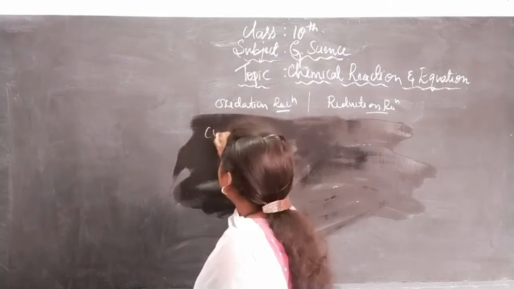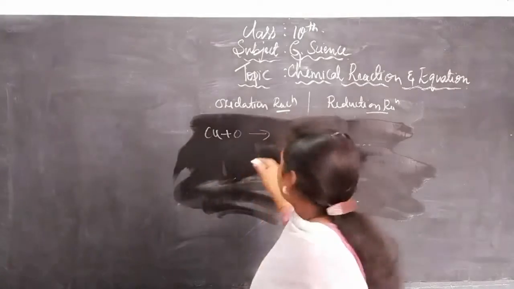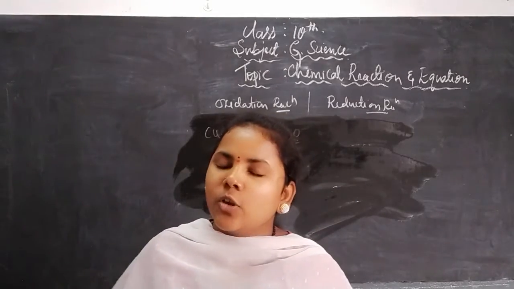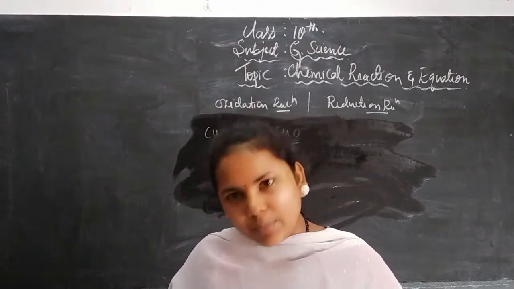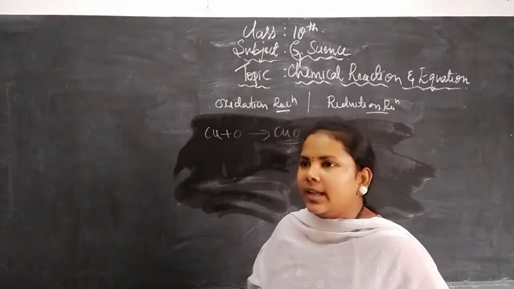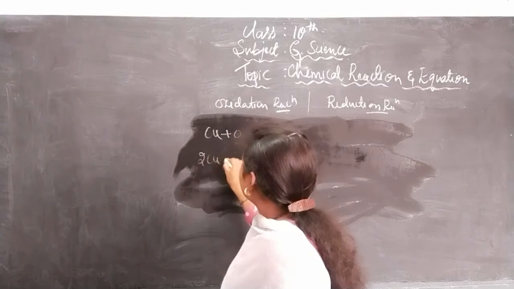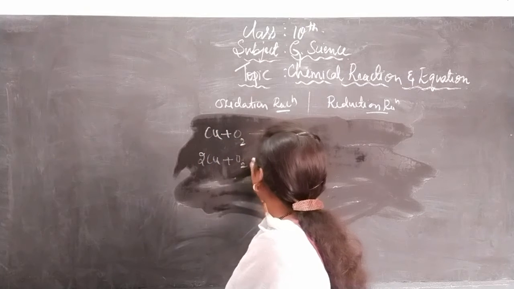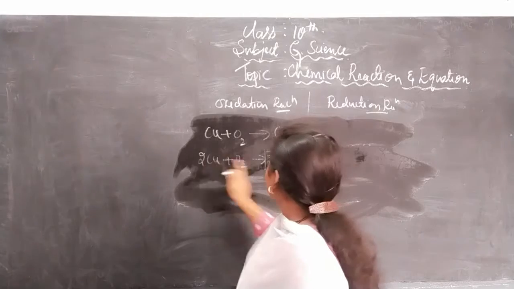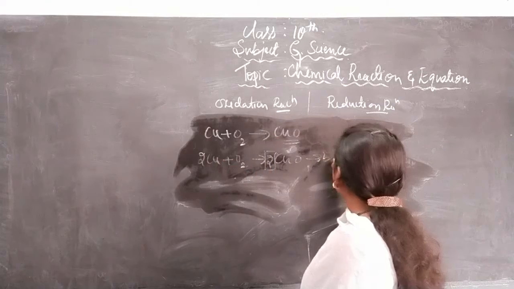When copper is reacted with oxygen, what is formed? Copper oxide. Similarly, we studied that magnesium ribbon reacted with oxygen forms magnesium oxide, right? Similarly, copper reacted with oxygen forms copper oxide. Now you can balance this: 2Cu plus O2 gives 2CuO. Here there are 2 coppers and 2 oxygens on both sides. Now this equation is balanced, right?